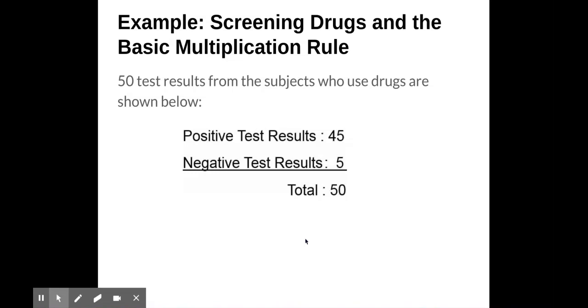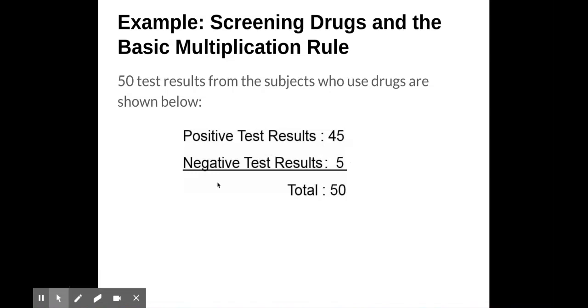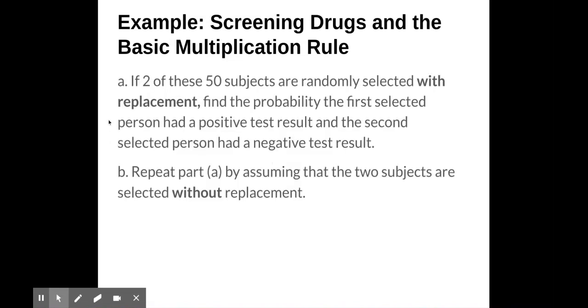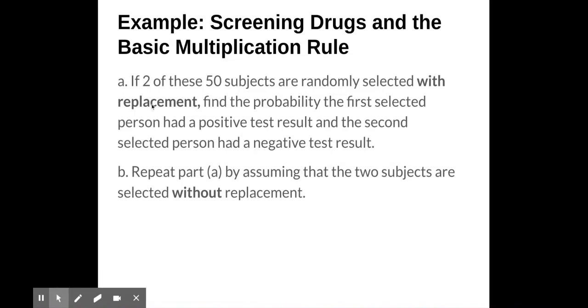So let's talk about an example of this. We have 50 test results from subjects who use drugs, shown below. This is a good old-fashioned drug test, seeing if you've done drugs. All 50 of these people did drugs. 45 of them tested positive, while 5 of them tested negative. So we have two problems. One, if 2 of these 50 subjects are randomly selected with replacement, find the probability the first selected person had a positive test and the second selected person had a negative test. Notice that we have replacement, so these are independent events. In part B, we're doing the same thing, but now without replacement, so these are dependent events.